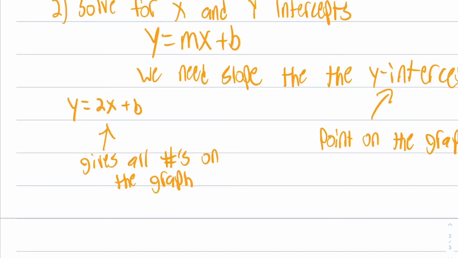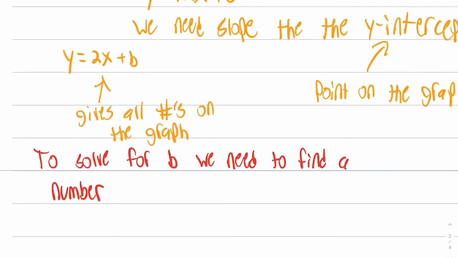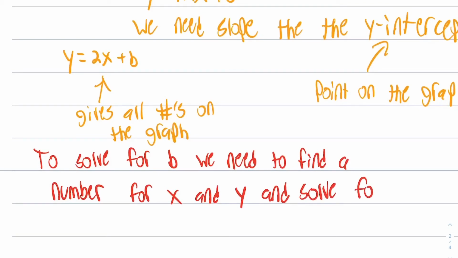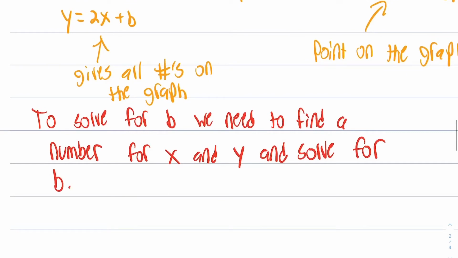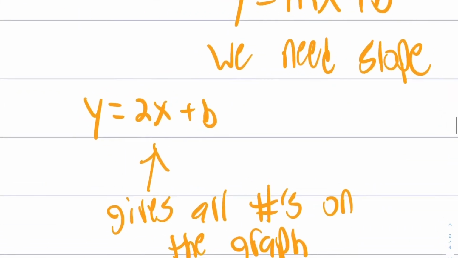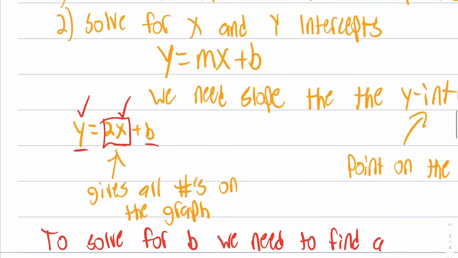If we want to find out how much b is, then in order to solve for b, we're going to need to find a number for x and y, and then we're going to solve for b. So right here in this equation, there are 3 things that we don't know. If we can make it so that we do know y and we do know x, then we can multiply these two, subtract it to the left, and then the only thing left will be b, and that'll be our answer. So now let's do that.